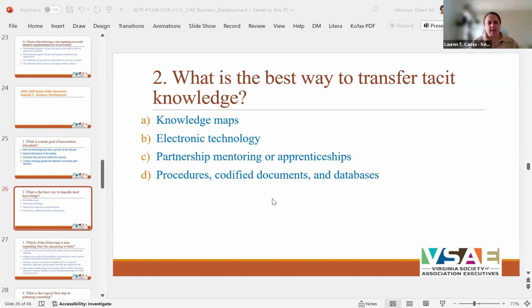What is the best way to transfer tacit knowledge? Sorry, I don't know this. A, knowledge maps. B, electronic technology. C, partnership, mentoring, or apprenticeships. D, procedures, codified documents, and databases.